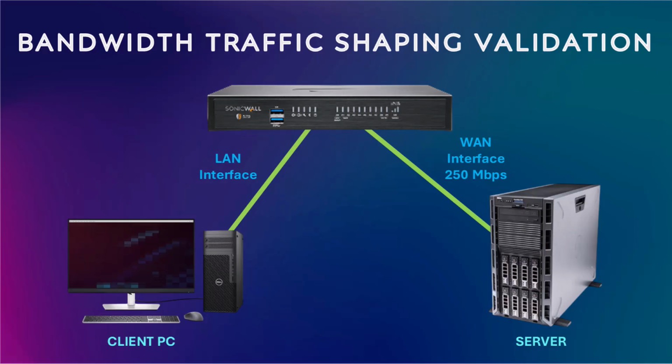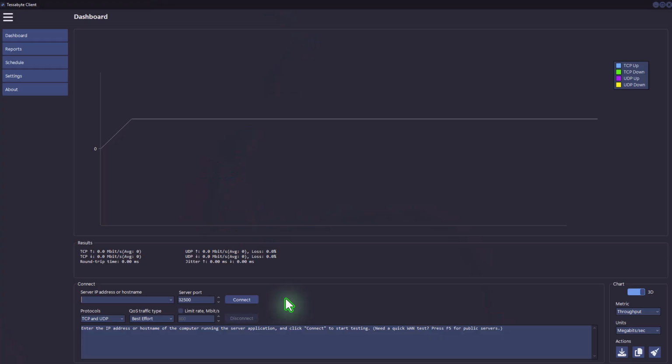For our final demonstration, we will validate that our WAN bandwidth shaping policies are actively enforcing traffic shaping controls at the firewall. I've configured an ingress and egress throughput limit of 250 megabits on the WAN interface. Now we'll initiate a traffic stream from the LAN host to the WAN server IP to measure performance. I'll enter the target server IP, set the transport protocol to TCP, and establish a test session.